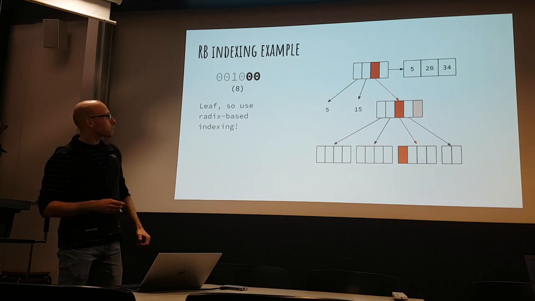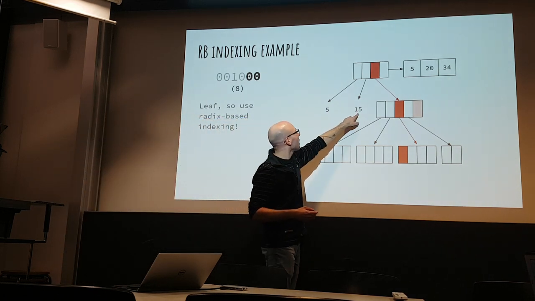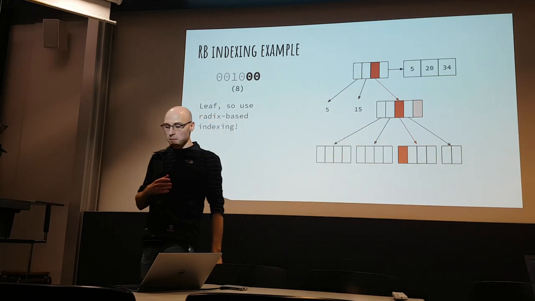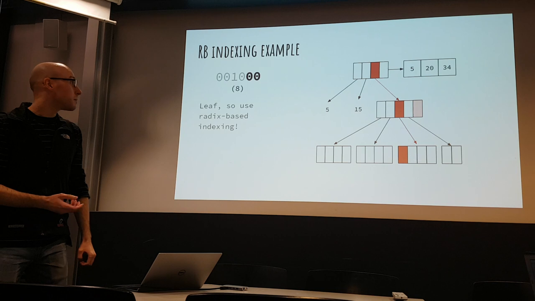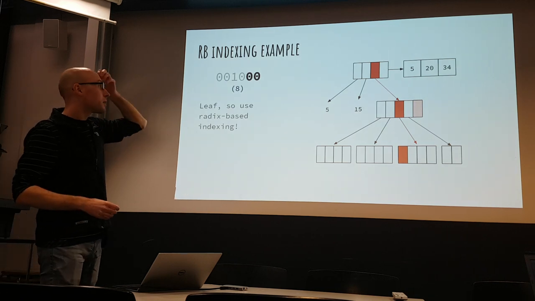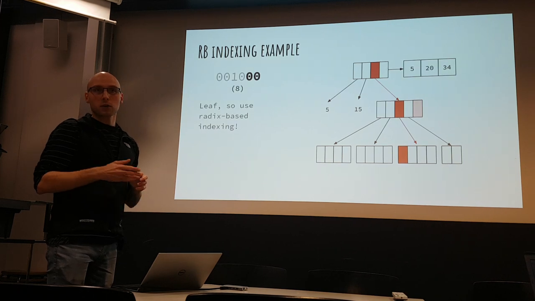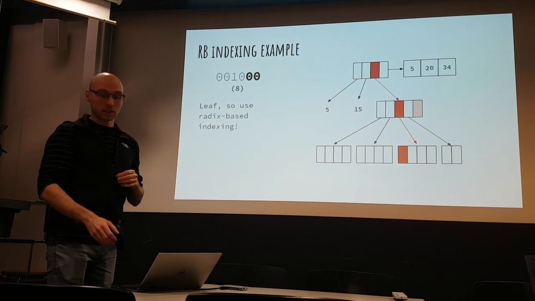So essentially, as you can see, this node in the middle is not full, and we still are able to perform all the indexing that we need, essentially by keeping this extra side information about how many elements are in each branch.